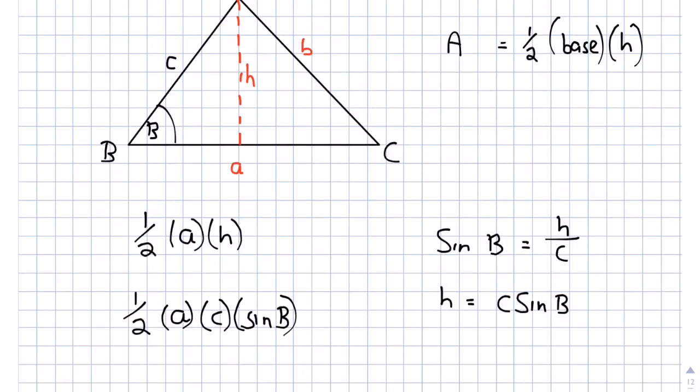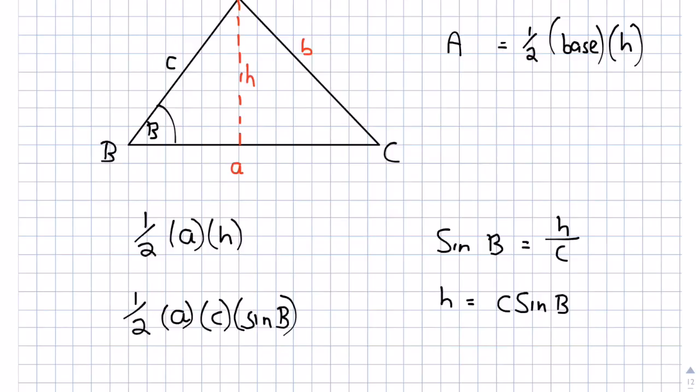Basically, if I want to use trigonometry to find the area of a triangle, it's half two sides by the sine of the angle between them. So multiply our two sides together, multiply by the sine of the angle between them, and half it, and that's how we can use trigonometry to find the area of a triangle.